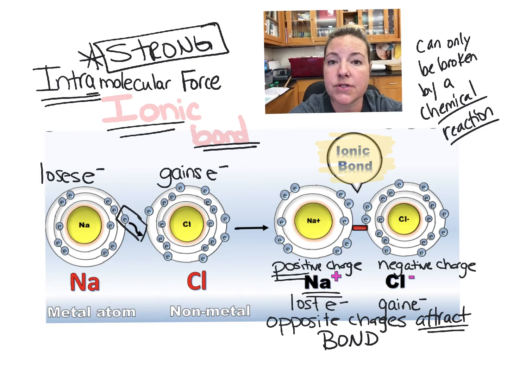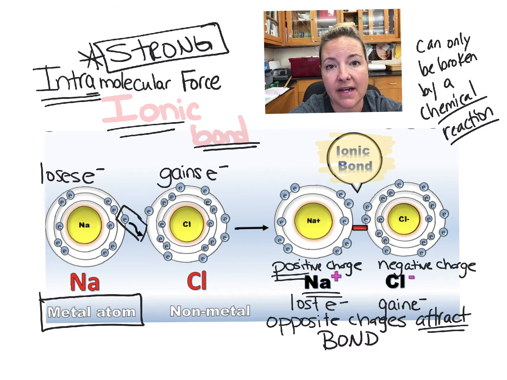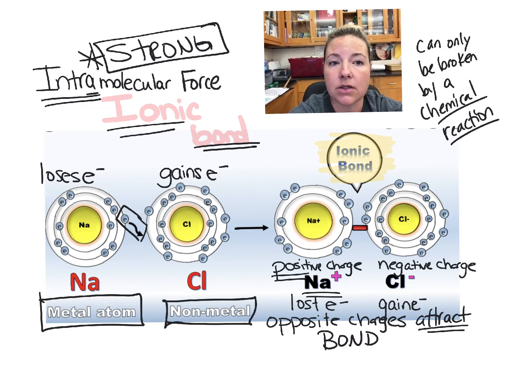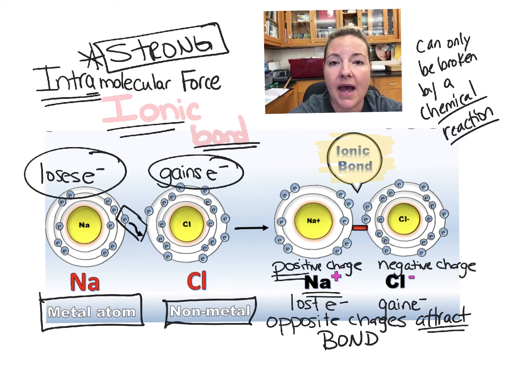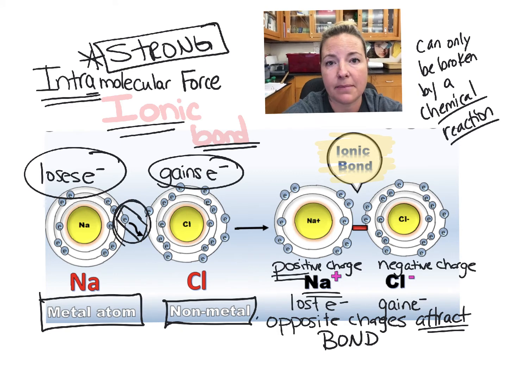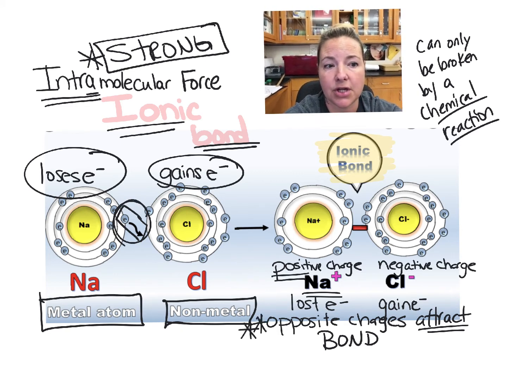So this is how salt forms. The sodium is a metal. It's on the far left side of our periodic table. The chlorine is a nonmetal. The metal loses the electron and the chlorine gains the electron, and those opposite charges cause them to bond in an ionic bond to each other.